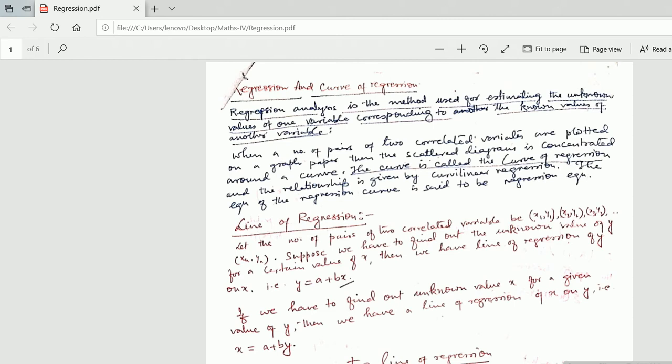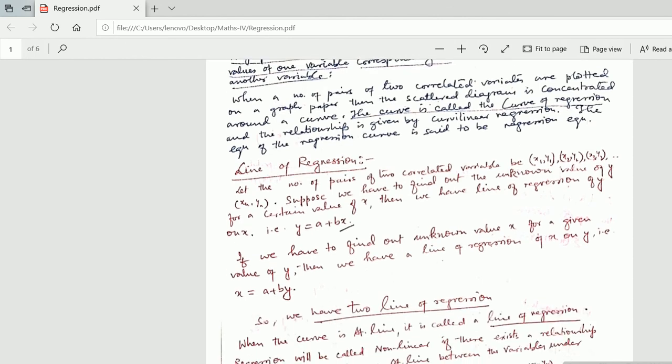Now you see the regression and curve of regression. Regression analysis is the method used for estimating the unknown values of one variable corresponding to the known values of another variable. When a number of pairs of two correlated variates are plotted on graph paper, then the scattered diagram is concentrated around a curve. The curve is called the curve of regression, and the relationship is given by curvilinear regression. The equation of the regression curve is said to be the regression equation.